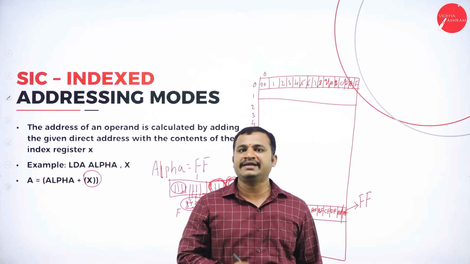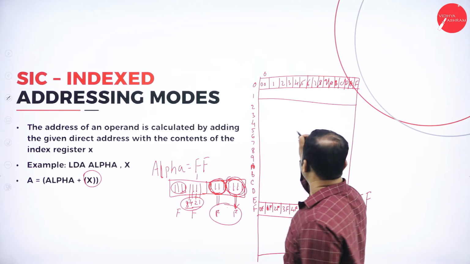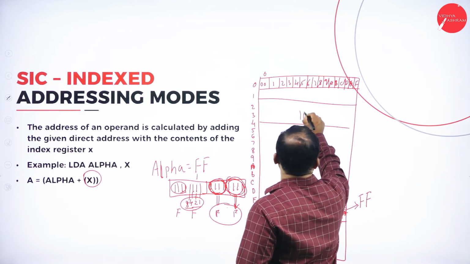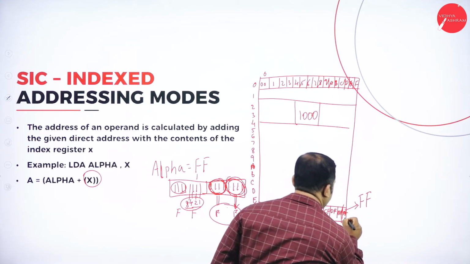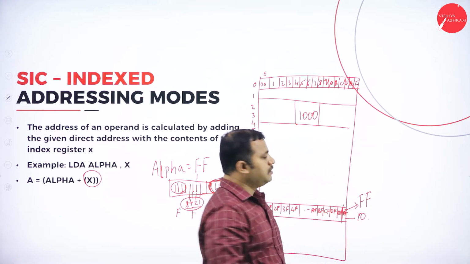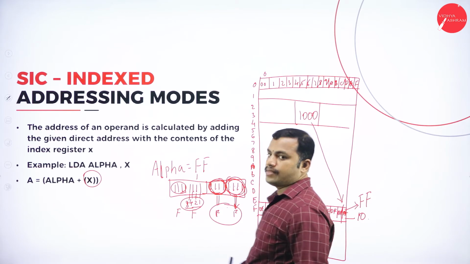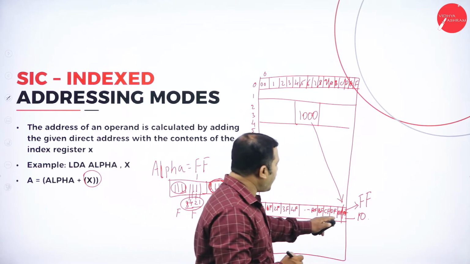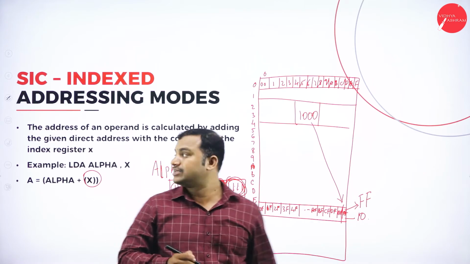If I say that alpha is the value stored in it, where is the alpha? That is 1000, and I have the value 10 in this location. 1000 plus this index gives me the value of that. This is called the indexed addressing mode.